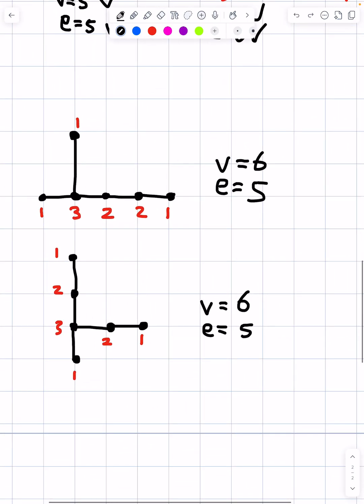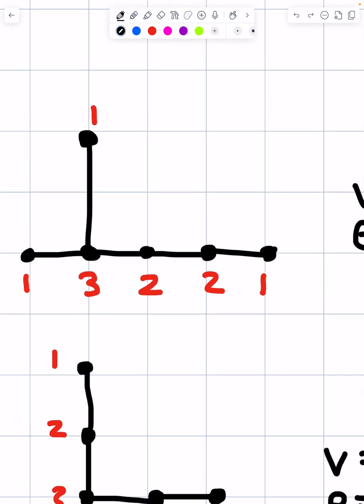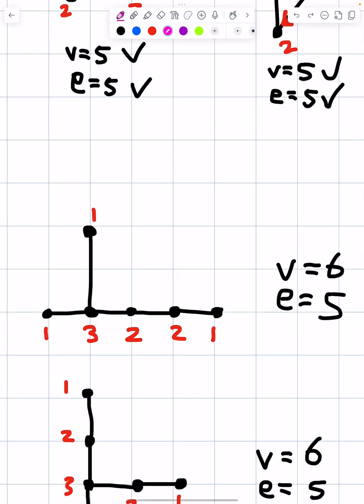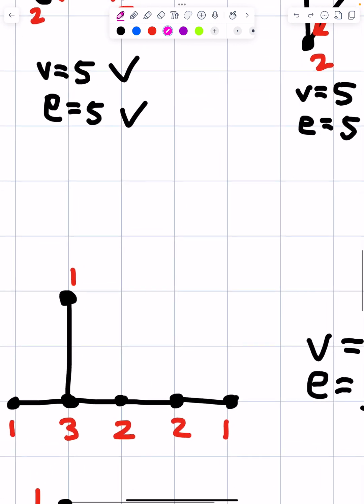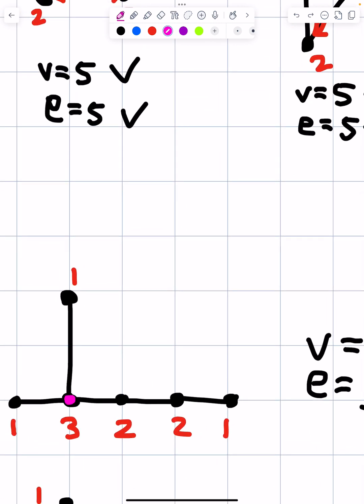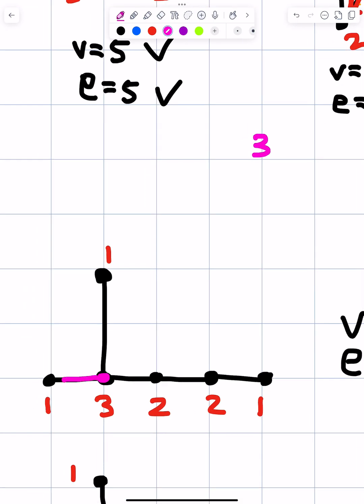So, why are these two different? Let's draw another graph here. Not a graph, but say we start with the point 3. We see that 3 is connected to a 1 and a 2.